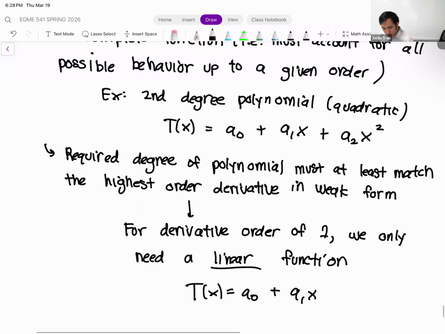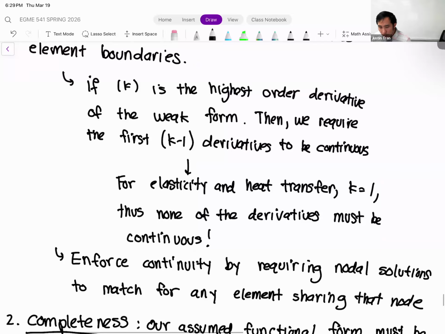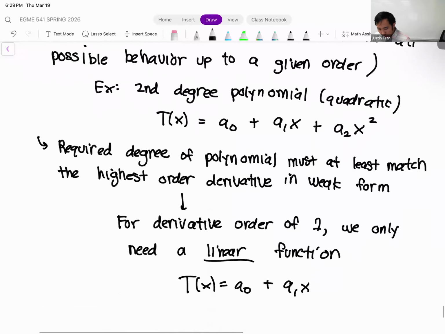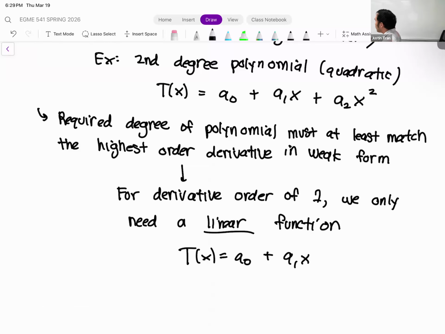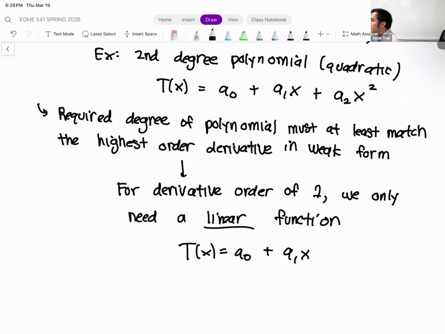Okay. So essentially, there's two upshots from these requirements here. On the one hand, we have to make sure that we match nodal solutions, right? And so that gives us a sense that these nodal solutions are going to be important when we derive our finite element forms, right? And the other important consideration here is that we only need a linear function. And so when we're making our approximate solutions, or we're assuming a functional form, we only have to go up to linear, which is very, very nice. Okay. All right. Any questions on this?